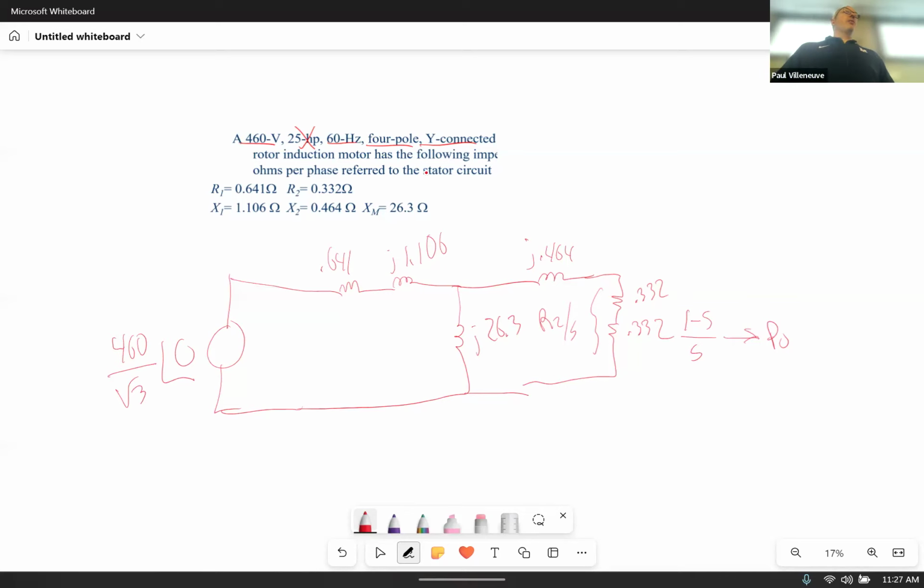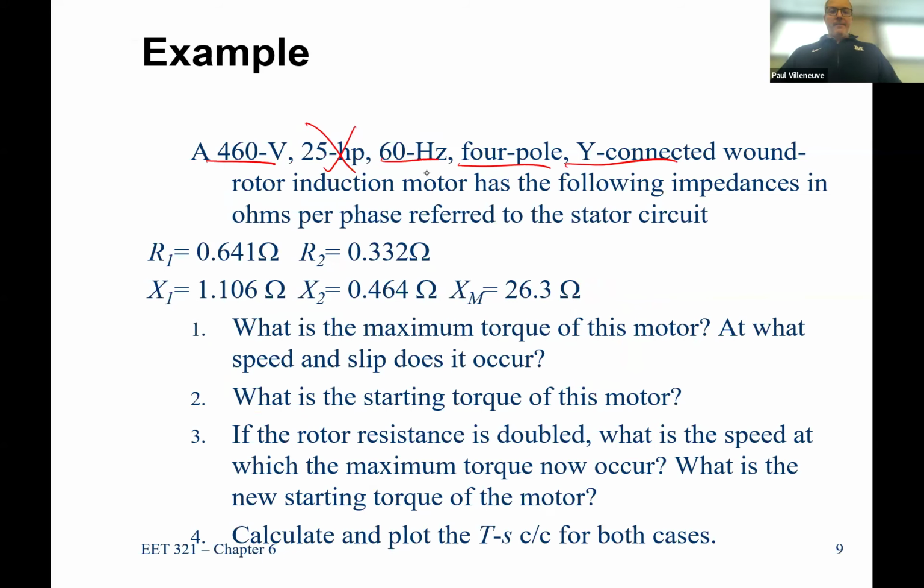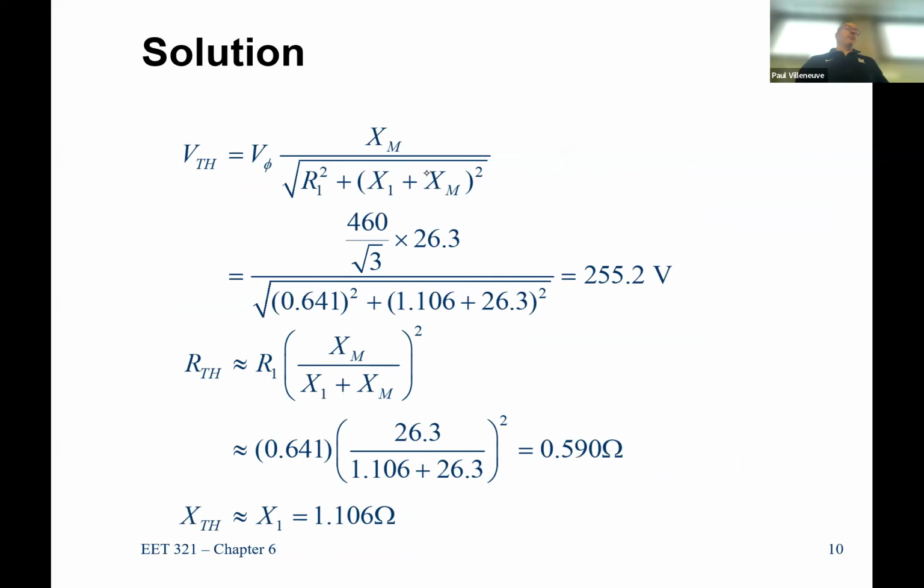Okay, so now it's just an equivalent circuit. You can use the concepts of the Thevenin equivalence, or you can do I1 and I2 and do the loop equations approach that we did a couple of classes ago. Either one works. This is the approach to do it with the Thevenin equivalent. You just have more equations to remember. When I plug all those in, I got 255.2 volts for my V Thevenin. My R Thevenin is approximately 0.59, and my X Thevenin is 1.16.